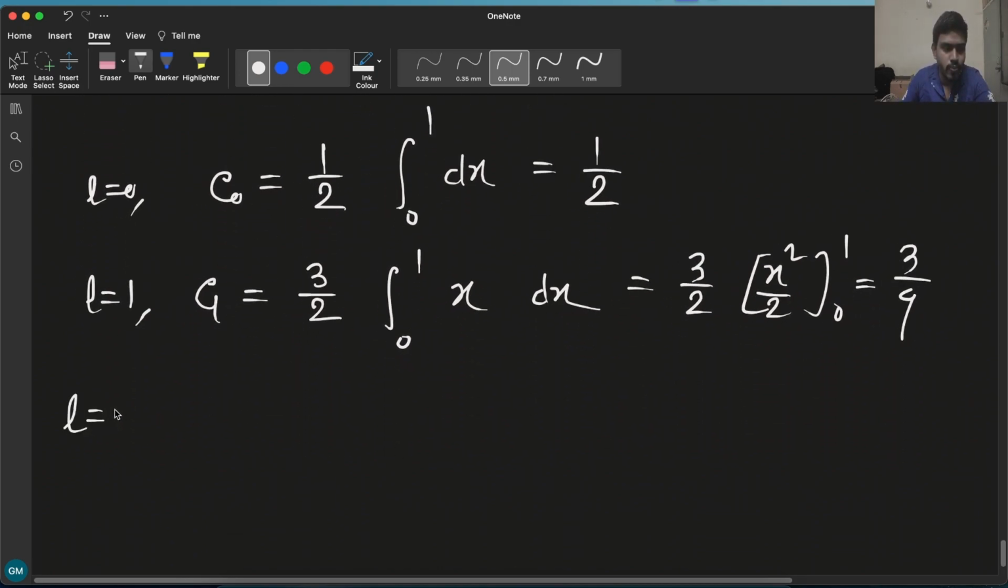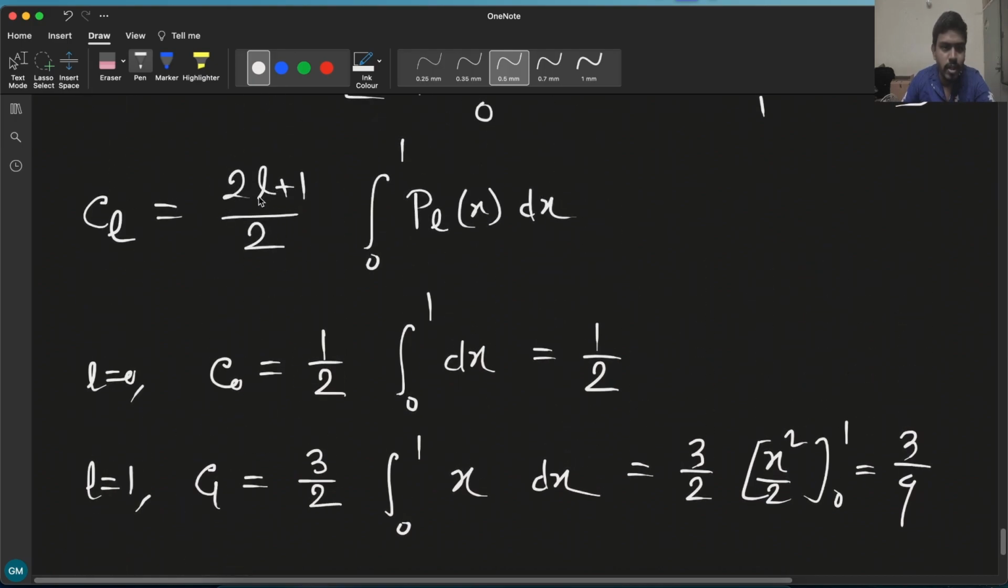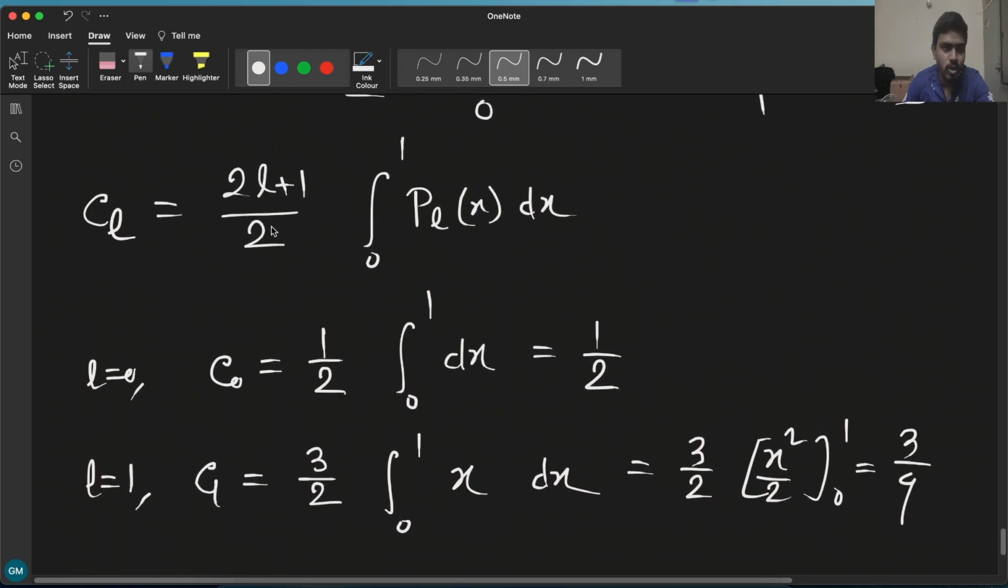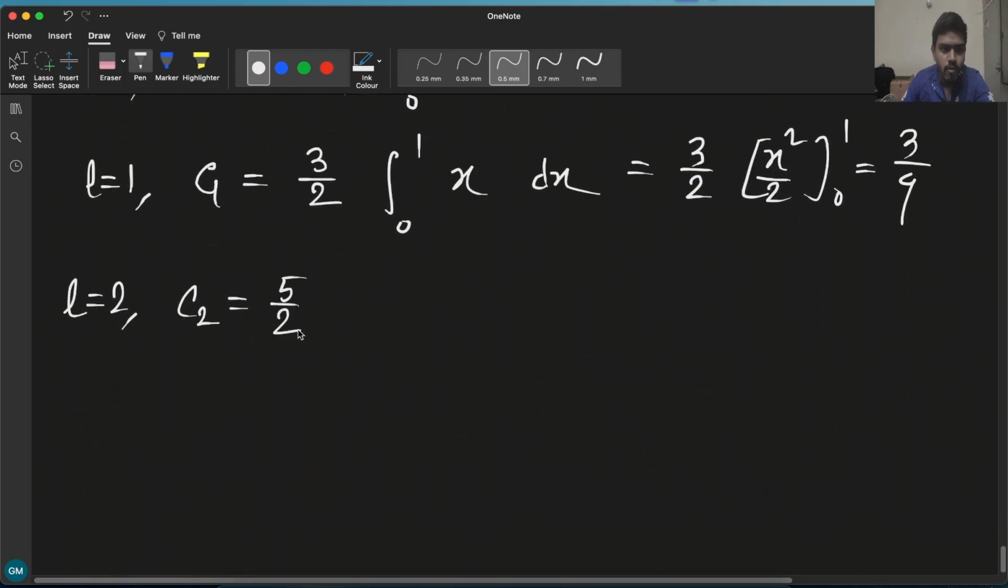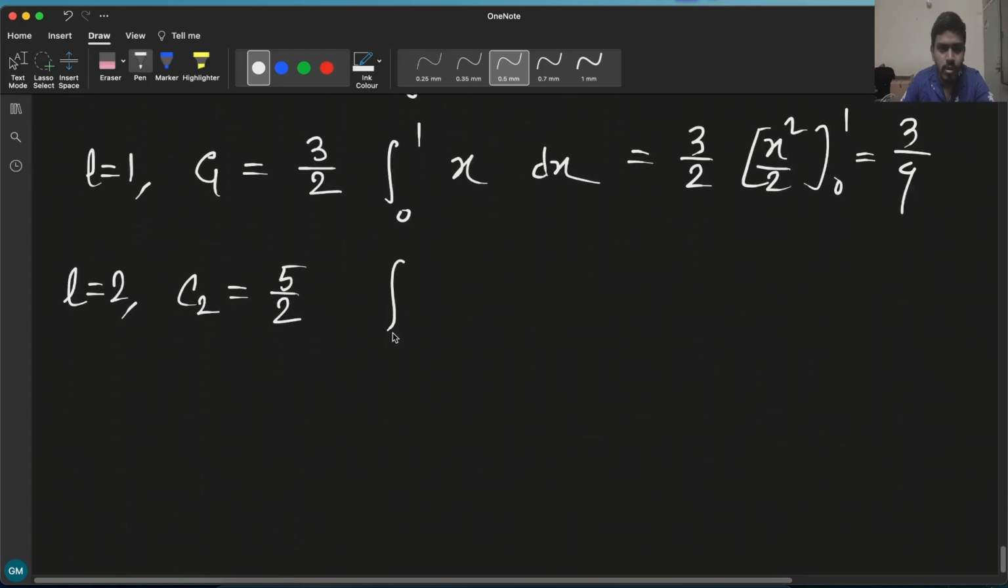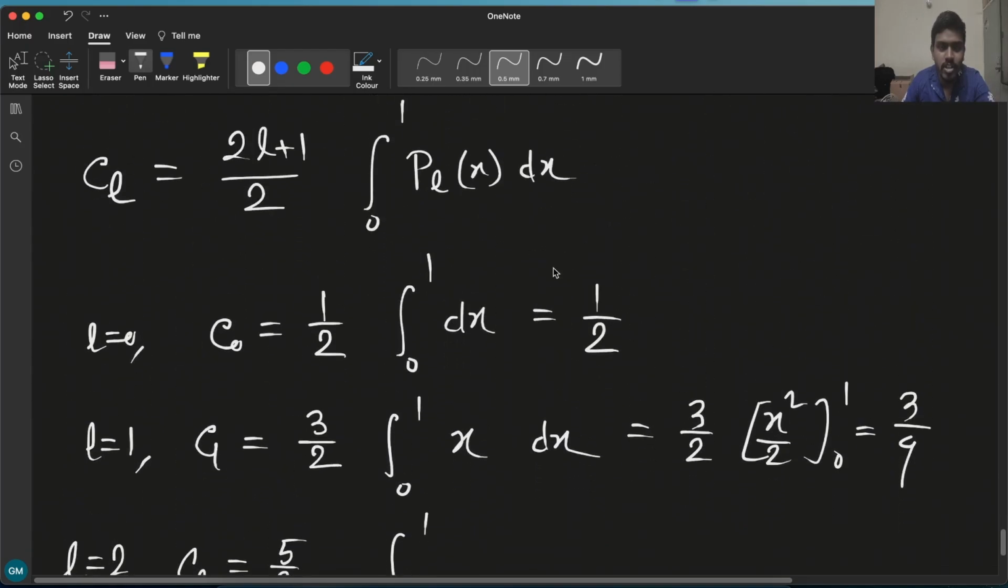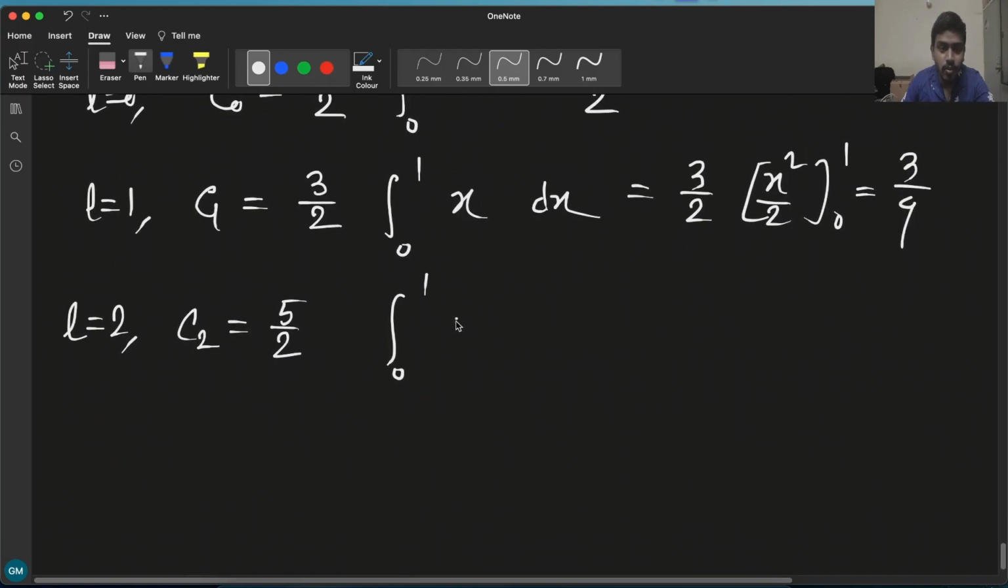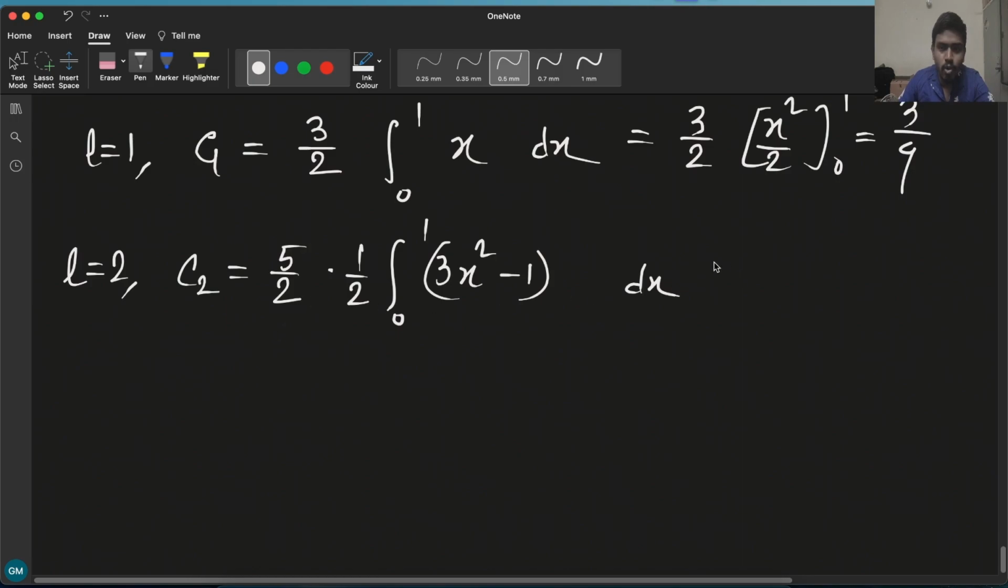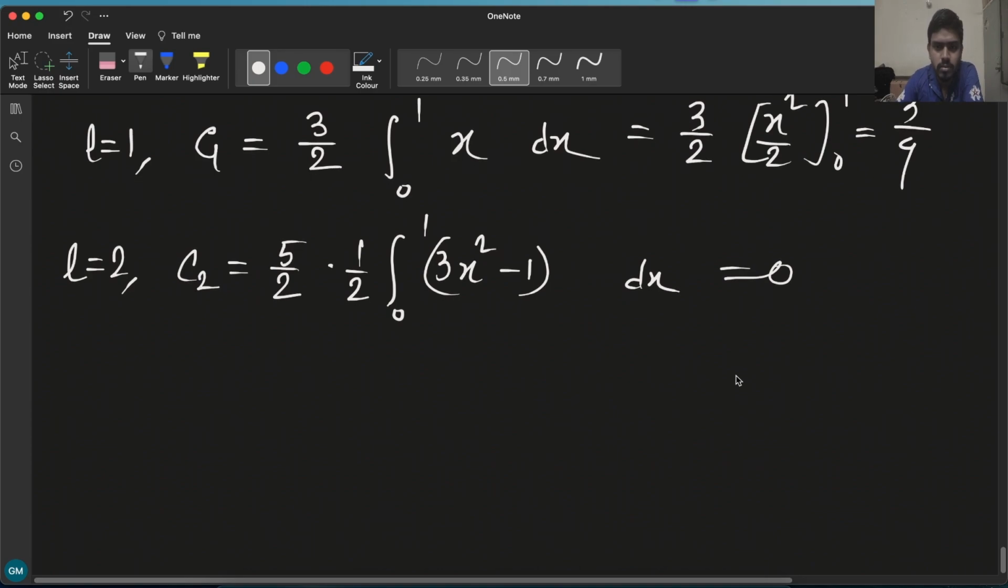For L equals 2, C_2 will be, so 2L plus 1, that is 2 times 2, that is 4, plus 1, 5. So it is 5 by 2, times the integral from 0 to 1 of P_2(x) dx. And what is P_2(x)? P_2(x) is half of (3x squared minus 1). And if you do the integration, you will get 0.